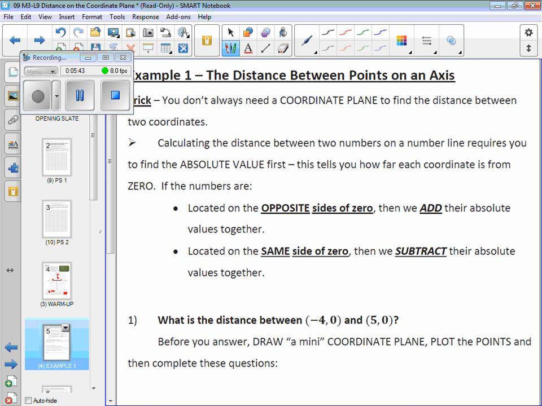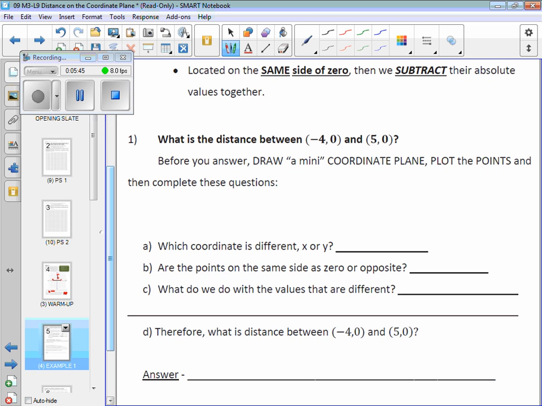We'll practice it. Okay, we have 2 points, -4, 0 and 5, 0. What I want you guys to do, and it does help, is make a little visual model. I call it a mini coordinate plane. You don't have to label any numbers or any axes or any points or any boxes. You just kind of want to get a visual of where these points would be if you actually plotted them.